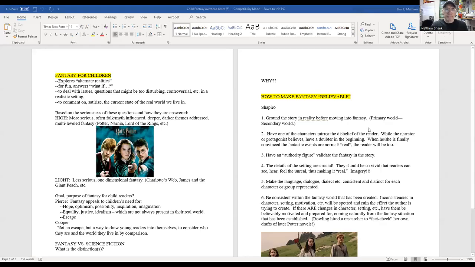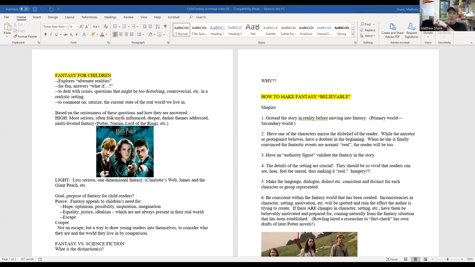All right. So to help you do the homework, let me go over the fantasy notes file. In a minute, I'm going to touch on how to make fantasy believable. That's what you see to your right. That's what I was referring to a second ago.